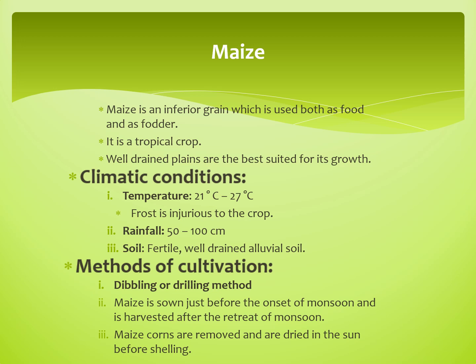Both dibbling and drilling methods are used for cultivating maize. Maize is sown just before the onset of monsoon and harvested after retreat of monsoon. Sunshine after showers is very useful to the maize crop. Cool and dry weather helps in ripening. The crop is harvested when it is nearly dry and doesn't contain more than 20% moisture. Maize corn are removed and dried in the sun before shelling.